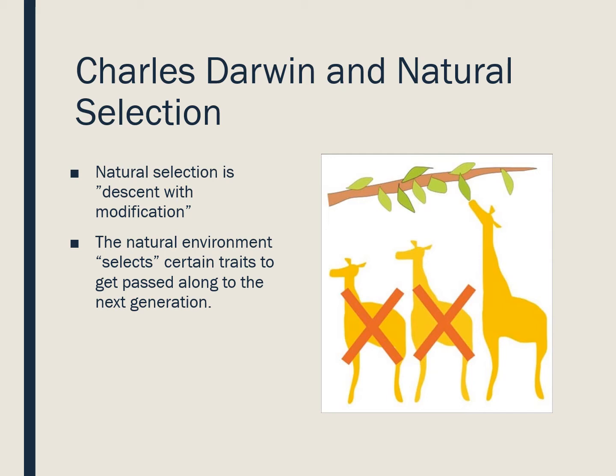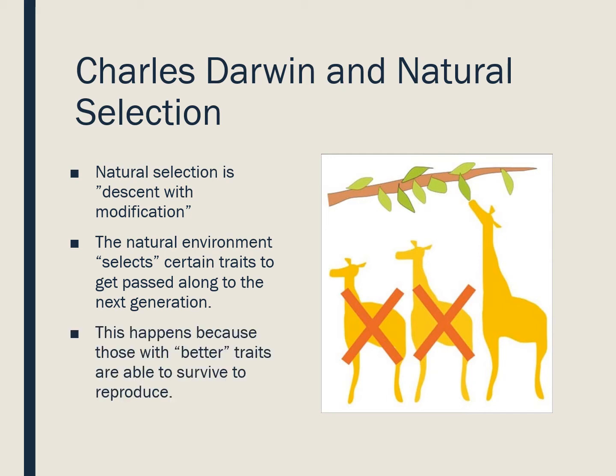That tall giraffe will pass on its tall genes, and so the next generation will then be tall because that giraffe was able to survive and make it to the next generation, so it will pass on its traits. This happens because those with better traits, in this case, the ones that are taller, are able to survive to reproduce. Those two shorter ones will probably not be able to create offspring because they're not going to survive long enough to be able to reproduce because they're not getting enough food.